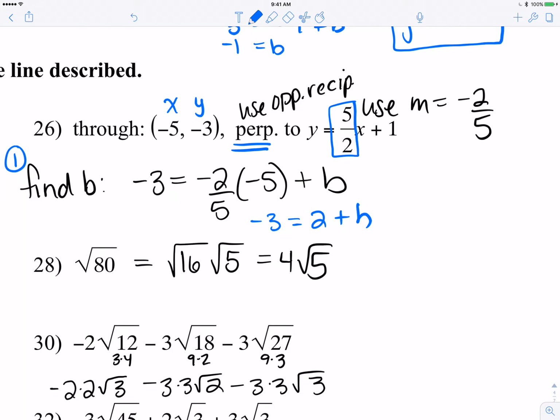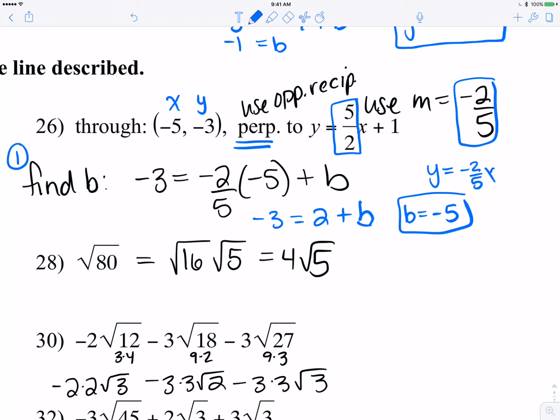Okay, then you're going to subtract 2 from both sides, so you get b equals negative 5. All right, I have my m value, my b value. I'm ready to write the equation of the line. So the equation of the line is y equals negative 2 over 5 x minus 5. Just plugged in the m and the b.